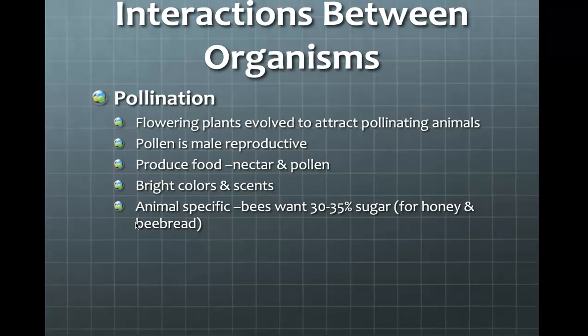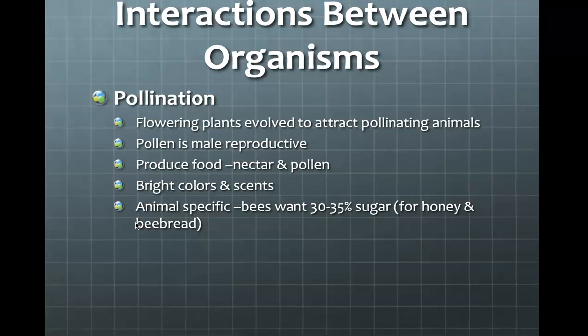So pollination: flowering plants evolved to attract pollinating animals. Pollen is male reproductive, and the plant produces food, which is nectar and pollen itself. We've got the bright colors and the scents of flowers that acted as those attractors. And as I started to tell you a couple minutes ago, it is very specific. I mentioned the shape of the insects, either feeding parts. Sometimes with bees, you'll see the pollen is attached to their legs. It just gets on them all over because bees are so fuzzy.